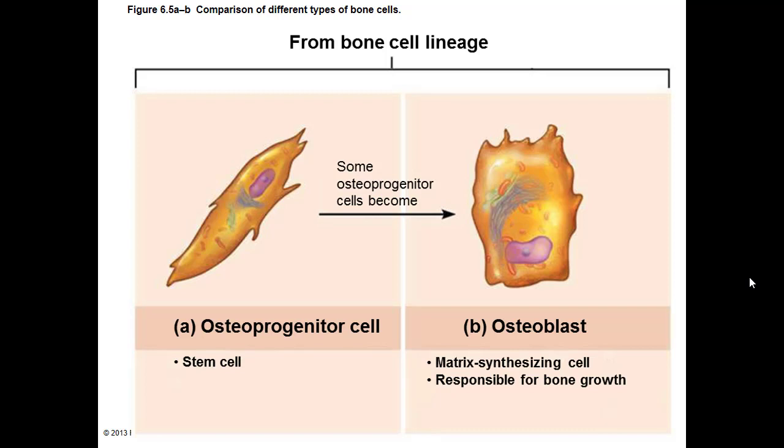Now, looking at them, stem cells just look a little more flattened. When they get triggered, they can become an osteoblast, which just looks like a big old cube. It lays down bone.